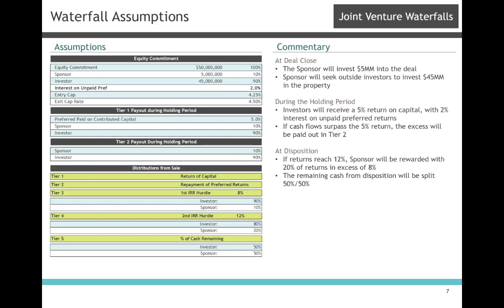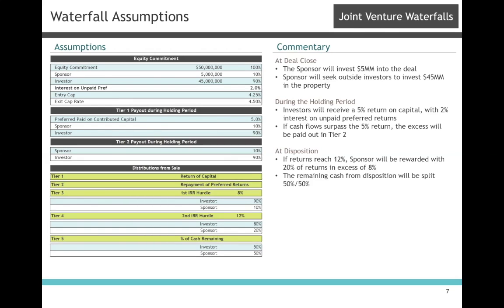Okay, so a little bit more into the assumptions. The sponsor, which would be us, would put up $5 million, and the investors, or the limited partner, the passive investor, would put up 45 million. During the holding period, there's going to be preferred paid returns on the contributed capital at 5%. And then anything that's unpaid below that amount will gain a 2% interest accrual throughout the period.